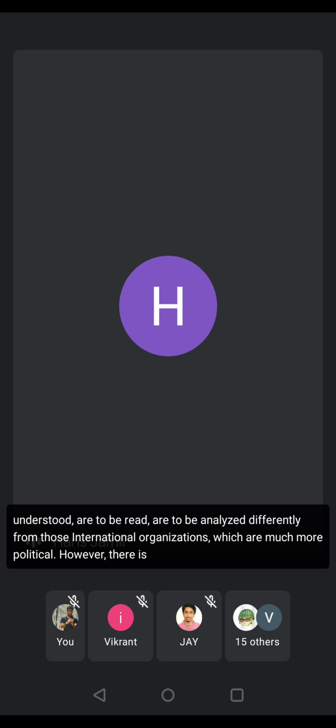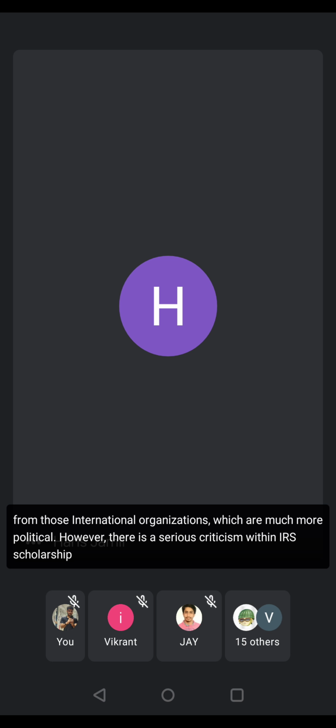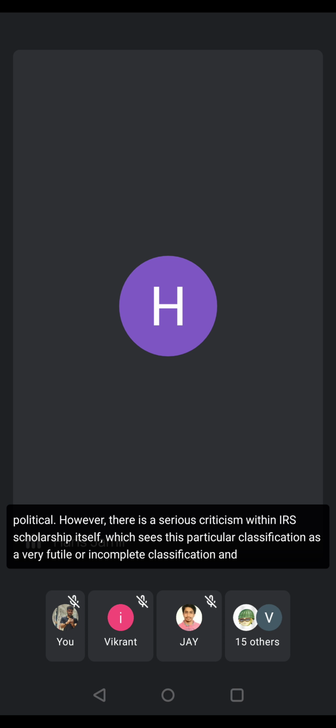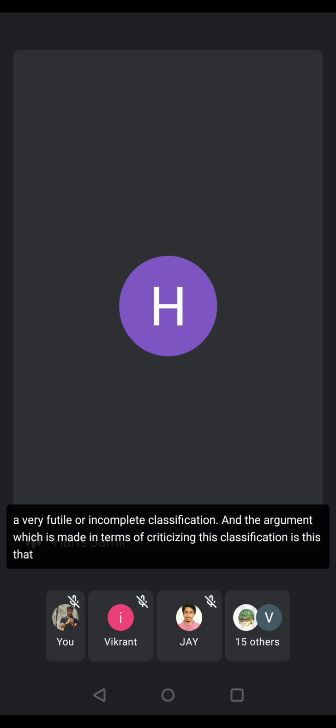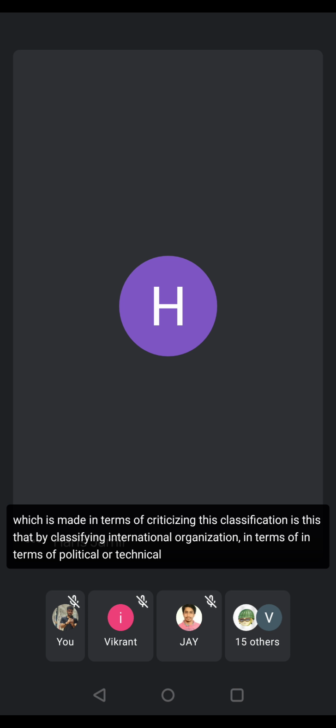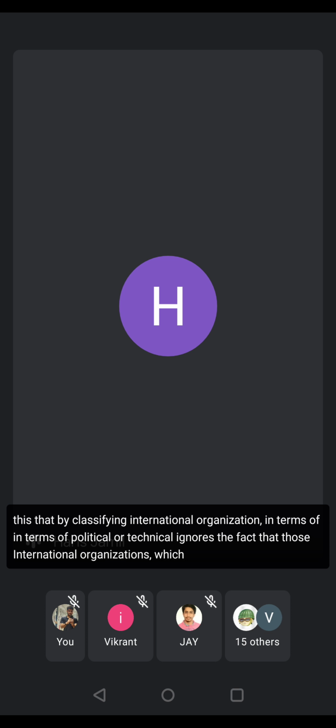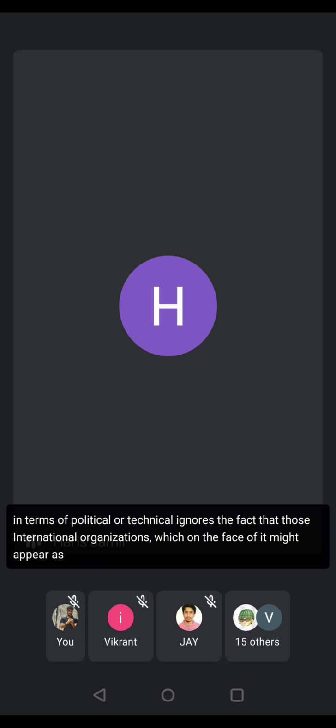However, there is a serious criticism within IR scholarship itself, which sees this classification as futile or incomplete. The argument made in criticizing this classification is that classifying international organizations as political or technical ignores the fact that those international organizations which on the face of it might appear merely technical could easily evoke political sentiments.